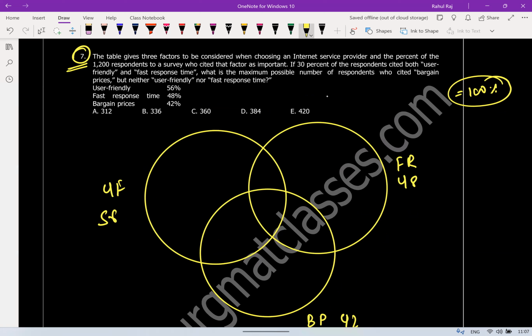They say that if 30% of respondents cited both user friendly and fast response time, let's say this is A and B. Can I say A plus B is equal to 30? Please tell me. I'm not considering percentage at all, I'm just doing 30, 48, 56, 42. But tell me this first. Can I say A plus B is equal to 30? Anyone has any doubt over here?